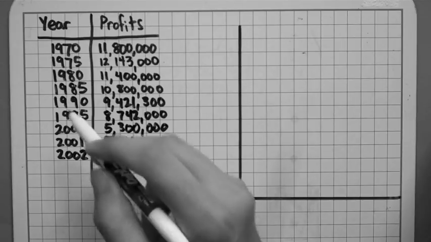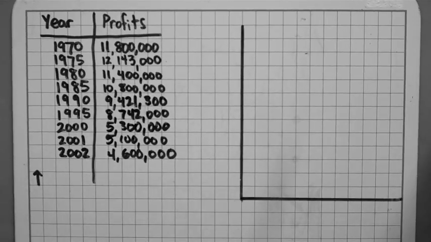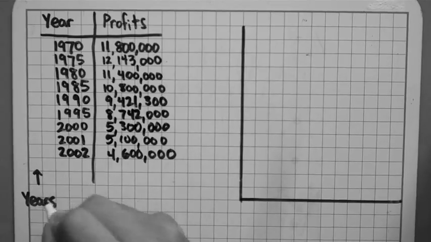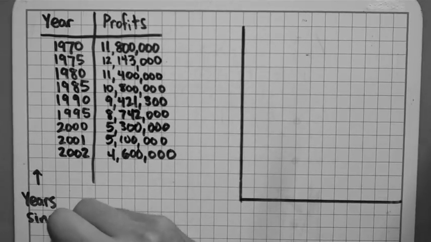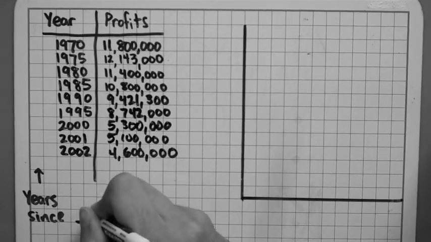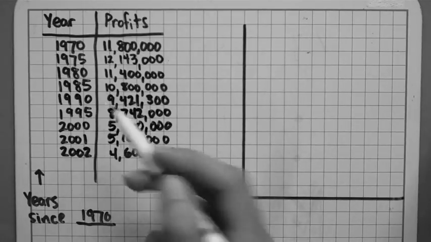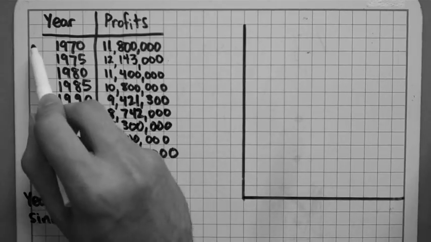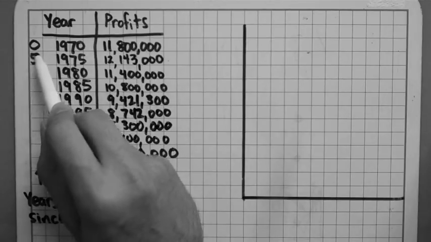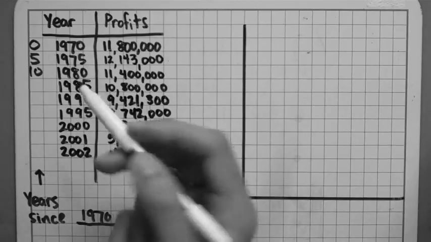First of all, with my years right here, a nice trick you can do when your data is in years, because I don't want to plot points in the thousands, you can do years since blank. So years since whatever year you want. In my problem here, I'm going to do years since 1970, because that's my first year. So this is 0 years since 1970. 1975 is 5 years since 1970. 1980 is going to be 10 years since 1970, and so on.